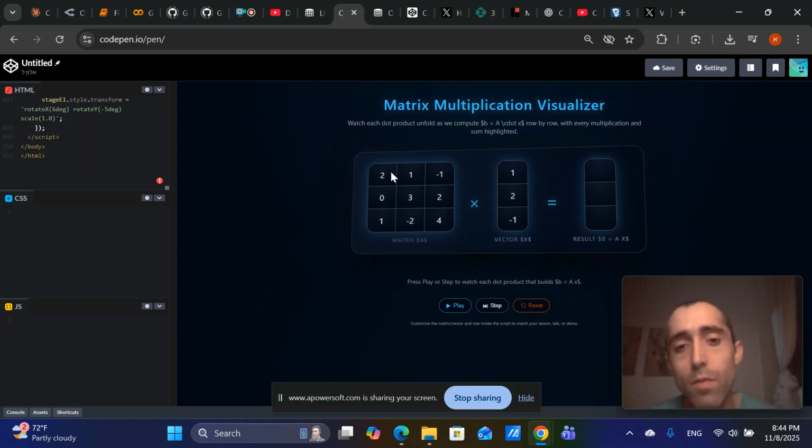It depends on the number of rows of the matrix, which is 3, and the number of columns of the vector, which is 1, so it's 3 by 1. You can see that the result is 3 by 1. So let's see now how we do this multiplication.